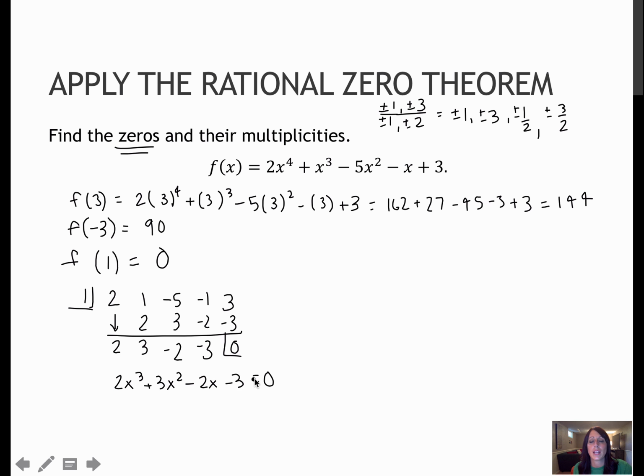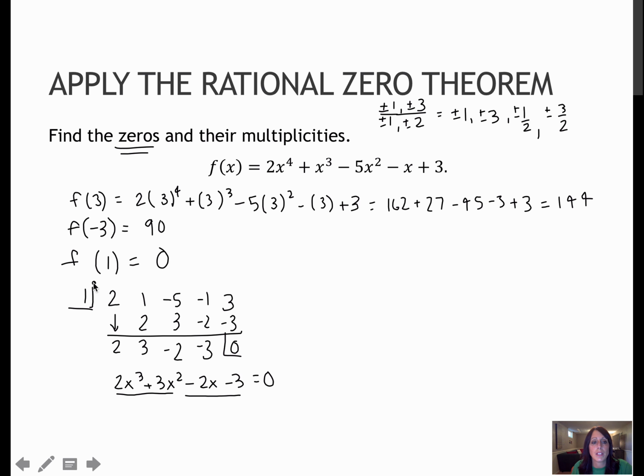Once I get it to the point that I might be able to factor, I'll probably do that instead of continuing to guess and check, because that's sort of a tedious process. So from here, I see that I have 4 terms, and it looks like I'm going to be able to factor this by grouping, which makes me really happy because that's less work.